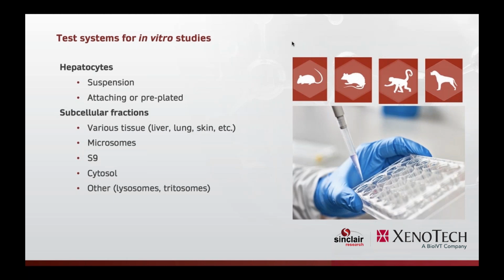The two main test systems, or two main categories of test systems, would be hepatocytes and subcellular fractions. Hepatocytes, of course, are intact living cells. They have all the metabolic pathways and everything's working. Subcellular fractions, on the other hand, are parts of cells. So the cells are ground up and spun down to separate them into their various fractions. Each fraction contains different enzymes and drug metabolizing enzymes that are present.